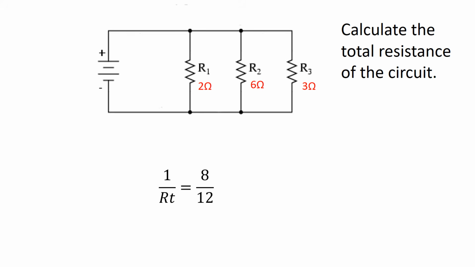Imagine you'd got this result. Imagine you'd got 1/RT is 8/12. What you'd do in this case is you would flip that over. You'd make the numerator and the denominator flip to get RT/1 equals 12/8. Then we just simply do that fraction. We get RT is 1.5 ohms. So we literally just flip the fraction over, plug in 12/8, turn it into a decimal, and we've got 1.5 ohms.